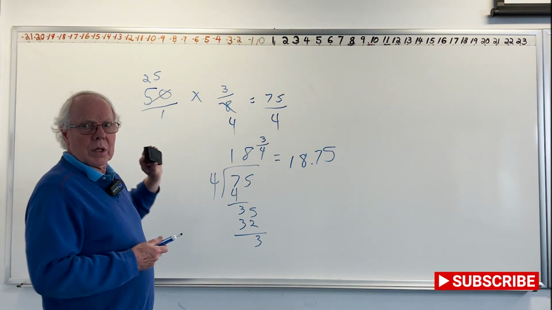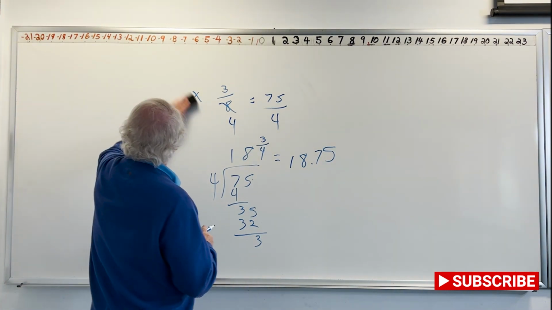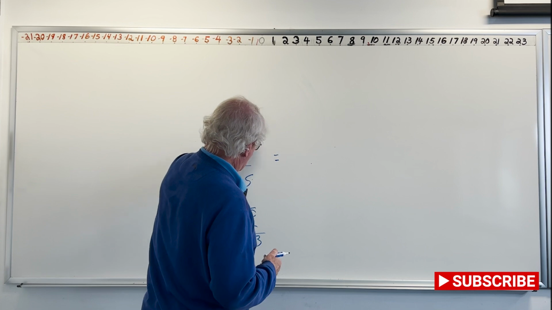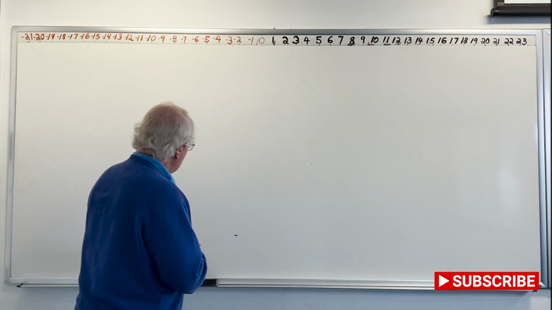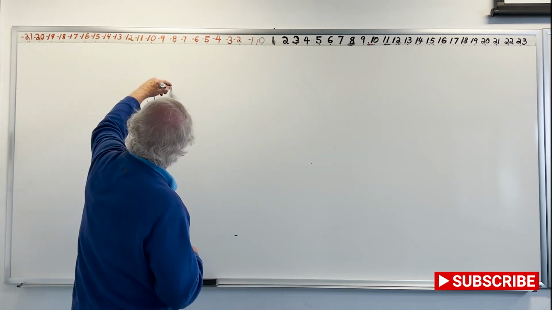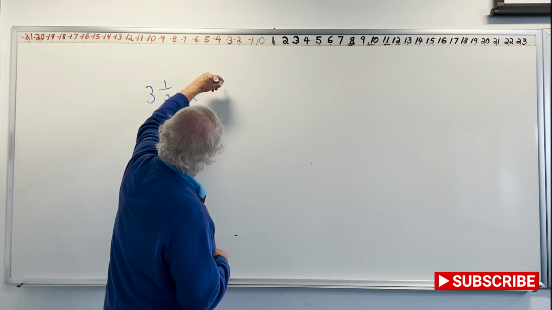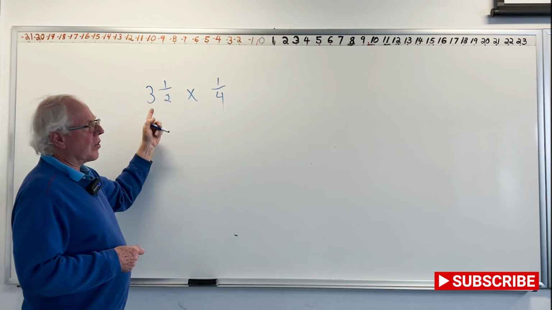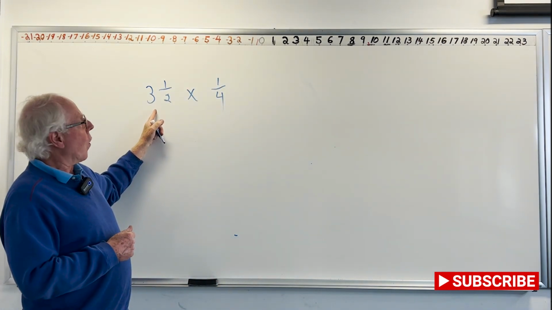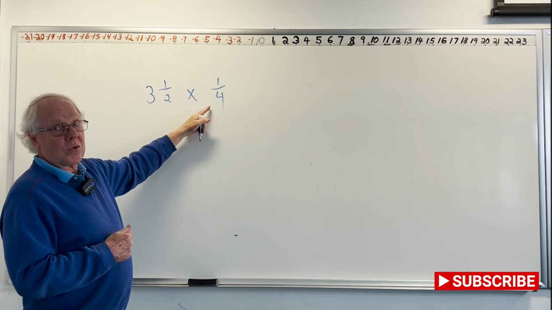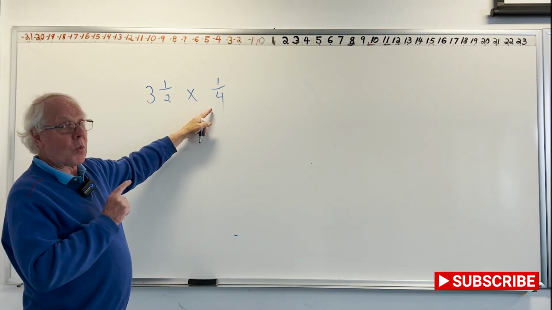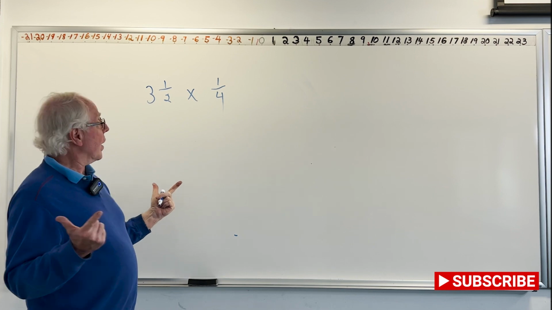How about 3.5 times 1/4? So I'm thinking to myself, this is pretty close to being 4. 4 times 1/4 just means to take 1/4 of 4, and I think you know what that is.